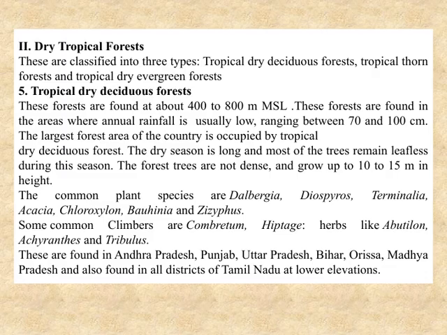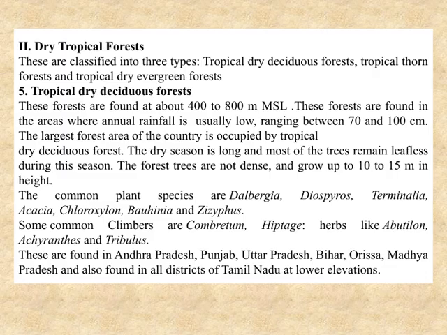During the long dry season, most of the trees in these forests shed their leaves, which is a common adaptation to conserve water. The trees here are not very dense and generally grow up to 10 to 15 meters tall. Some of the common plant species you might find include Dalbergia, Diospyros, Terminalia, Acacia, Chloroxylon, Bauhinia, and Ziziphus. You'll also notice climbers like Combretum and Hyptage, and herbs such as Abutilon, Acheranthus, and Tribulus.